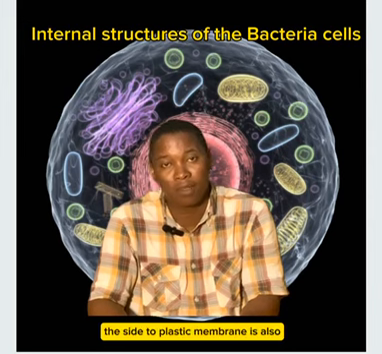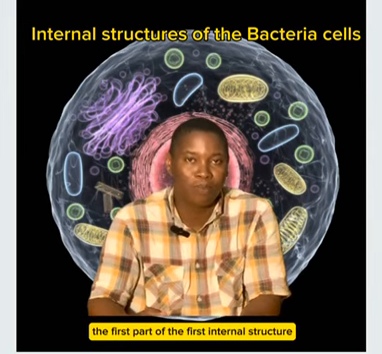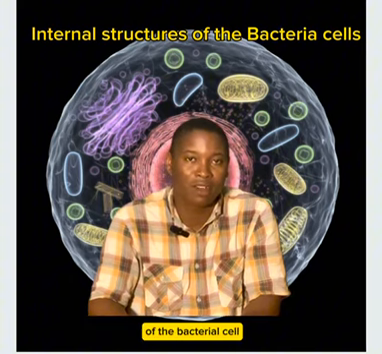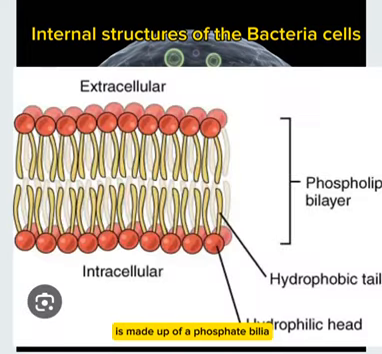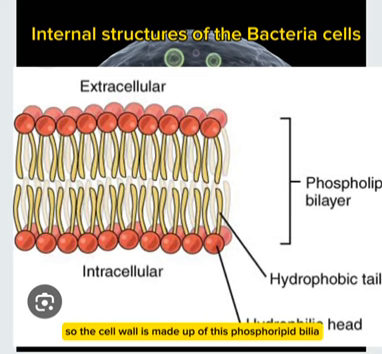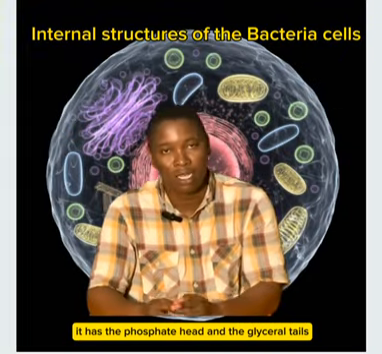We ended the other video by talking about the cell wall and the cytoplasmic membrane. It's good to know that the cytoplasmic membrane is also the first internal structure of the bacterial cell. Like we said before, the cytoplasmic membrane is made up of a phospholipid bilayer. It's easy to break down and understand this. Phospholipid talks about phosphate and lipid. So the layer has a phosphate head, which is hydrophilic, meaning that the phosphate head is water loving. And then you have hydrophobic tails, which are made up of glycerol. So the membrane is made up of this phospholipid bilayer. It has the phosphate head and the glycerol tails that make up this layer.